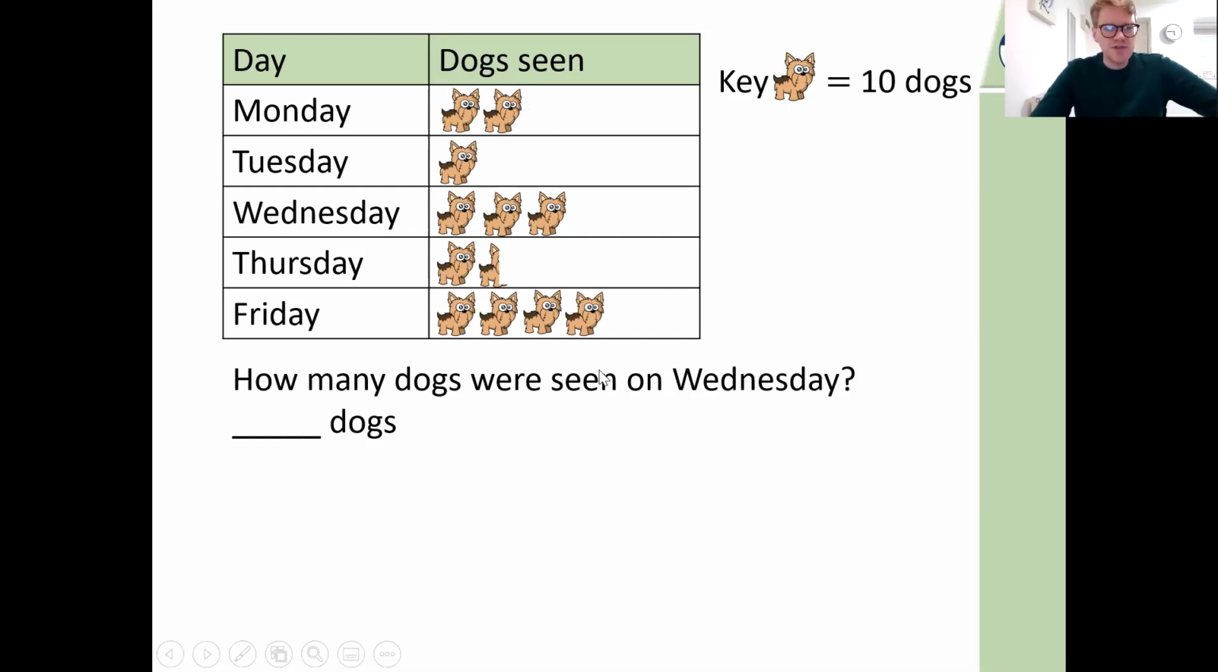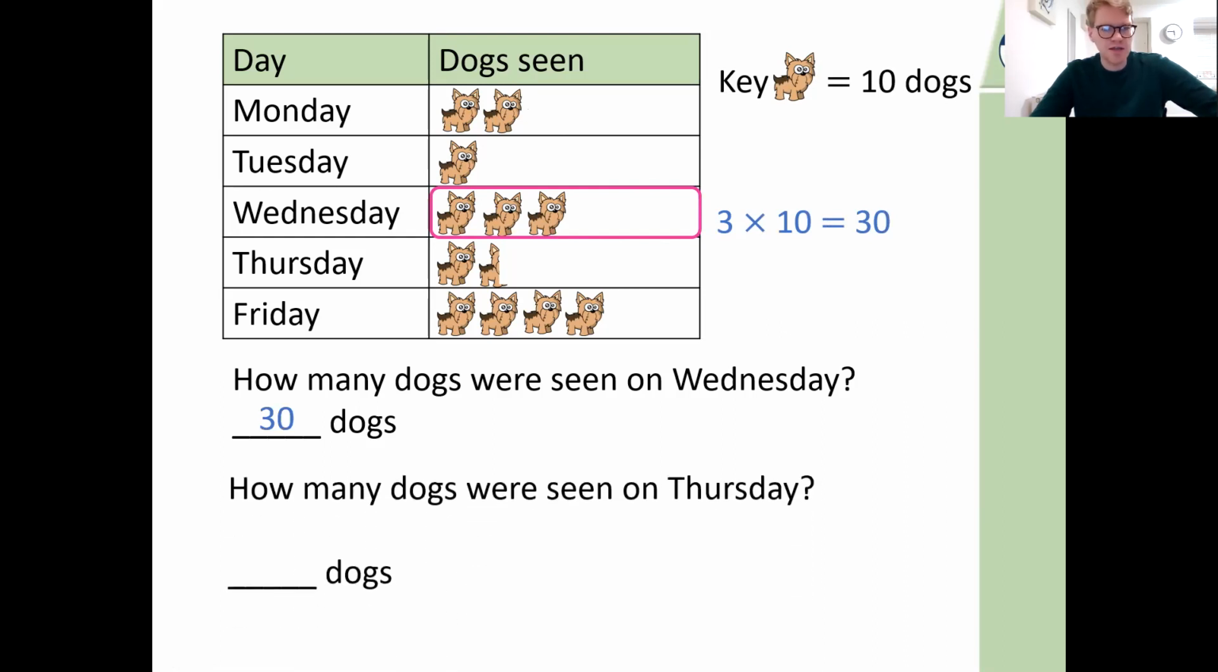So let's read this through together then. How many dogs were seen on Wednesday? Let's have a look then. We've got 3 symbols, each worth 10, so it's 30, isn't it? 30 dogs. How many were seen on Thursday?